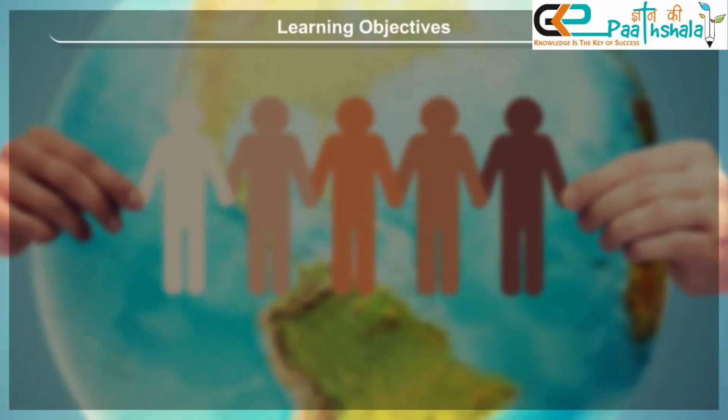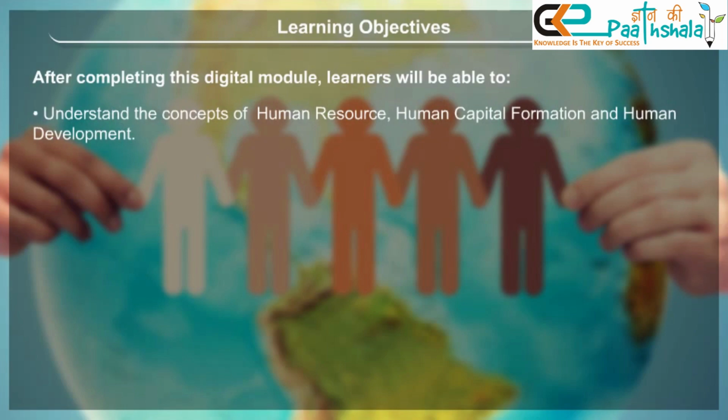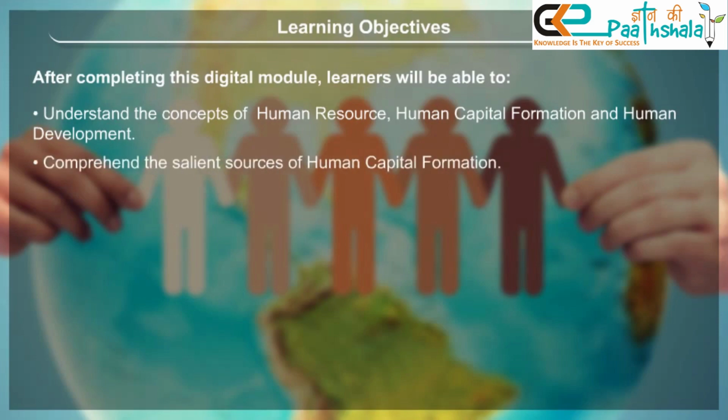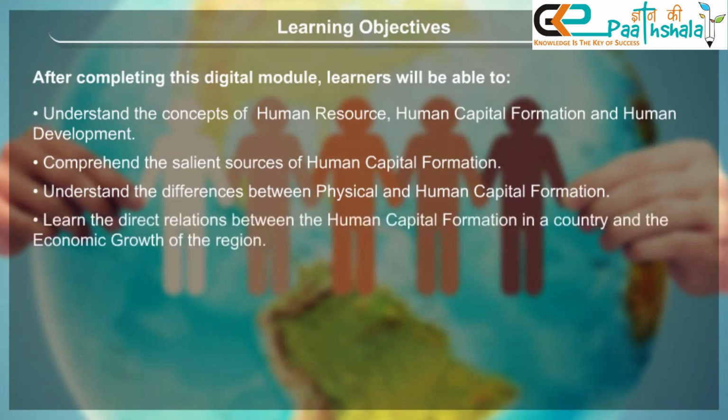Learning Objectives. After completing this digital module, learners will be able to understand the concept of human resource, human capital formation, and human development, comprehend the salient sources of human capital formation, understand the differences between physical and human capital formation, learn the direct relations between the human capital formation in a country and the economic growth of the region.